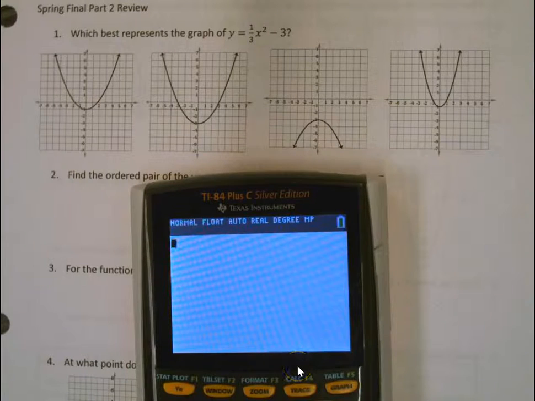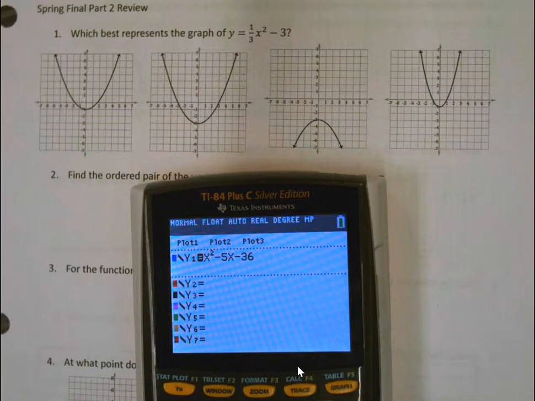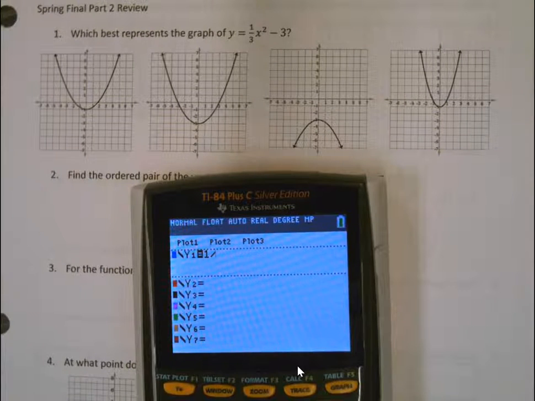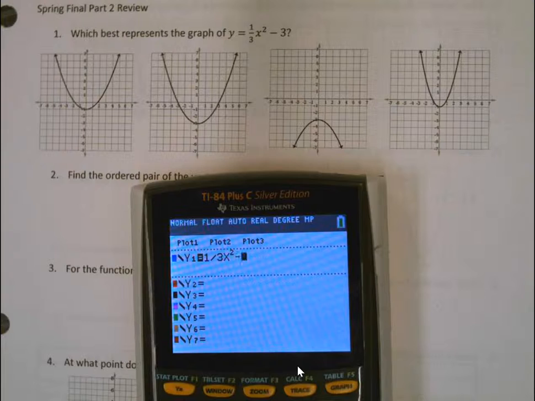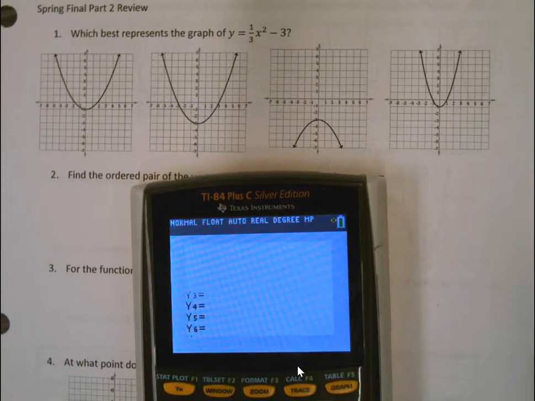Okay, number 1 wants me to find which graph best represents this equation. So what I'm going to do is I'm going to go ahead and type this in. I'm going to clear out any old equations that might be there. Okay. So this one is crossing the y-axis at -3, so this is the second graph.